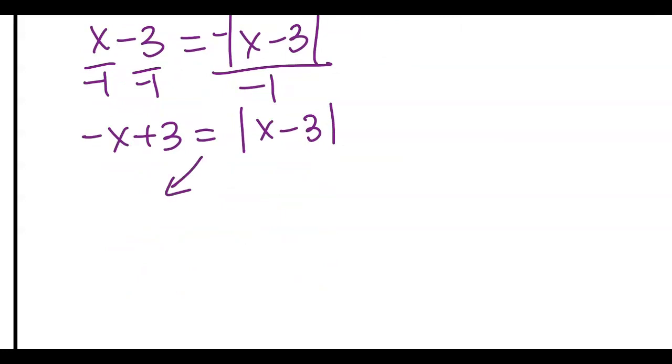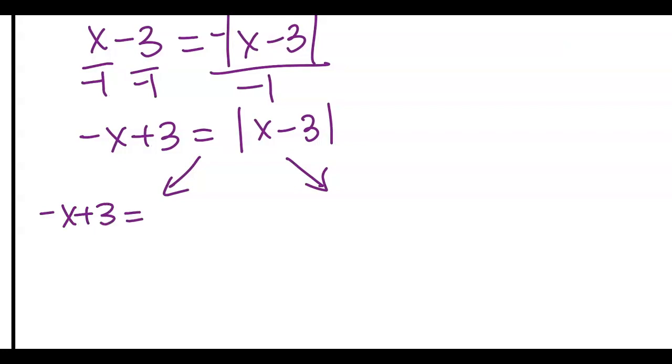We're going to make this into 2 separate cases. The first case is negative x plus 3 is going to equal the regular x minus 3 that's in that absolute value. And then we're going to have this negative x plus 3 that we now need to make negative, and we're going to set that equal to x minus 3. This is what we're solving.